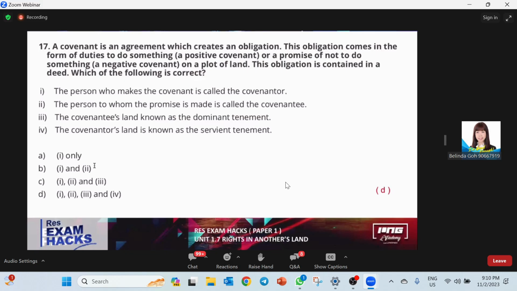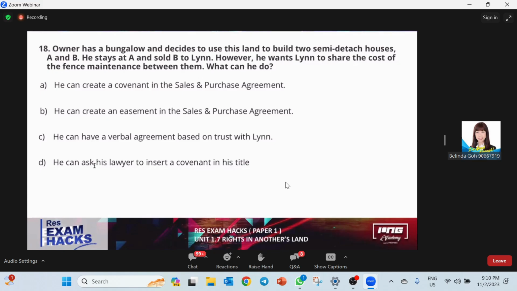Now, question 18. Owner has a bungalow and decides to use the land to build two semi-detached houses, A and B. He stays at A and sells B to Lin. However, he wants Lin to share the cost of the fence maintenance between them. What can he do? Write down your answer. I can see A, D. It's still split between A and D. Okay, now let's move on and see. Okay, you can actually create a covenant in the sales and purchase agreement.